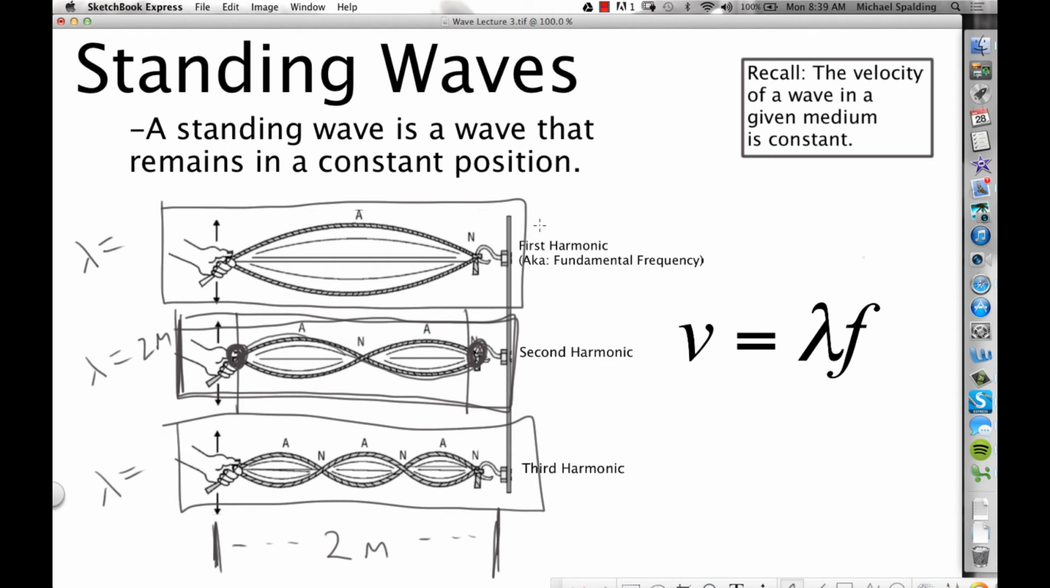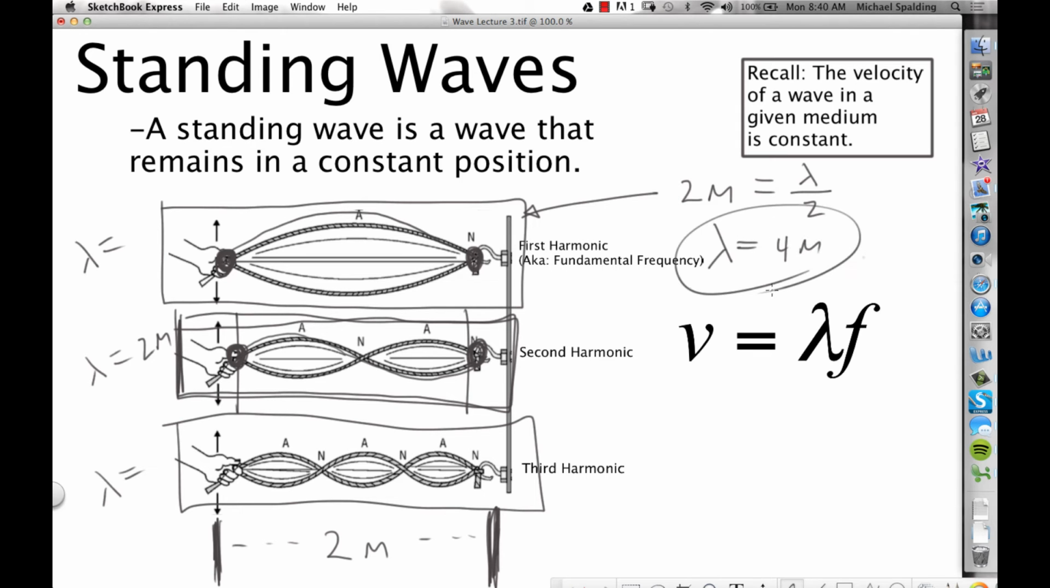All right, let's go to the first one, the first harmonic. How could we get the wavelength for this one? Well, what's the 2 meters equal to? The total distance here is 2 meters, but how many wavelengths is this? From there to there, is that a full wavelength? It's half of a wavelength, so wavelength over 2. What must the wavelength be equal to? 4 meters.